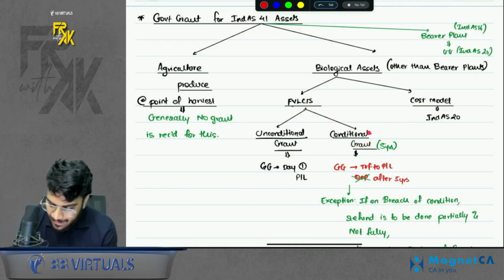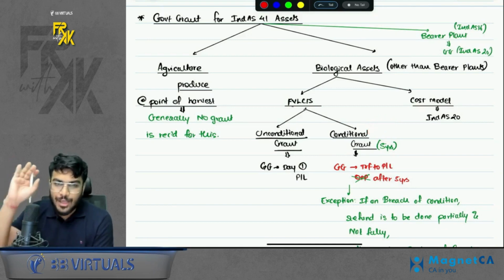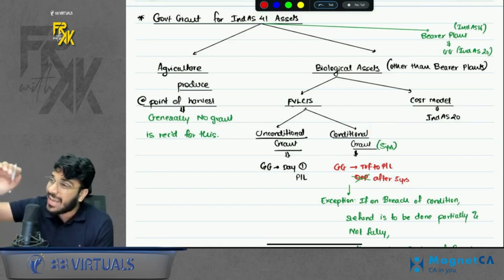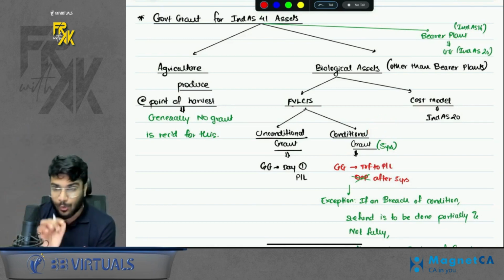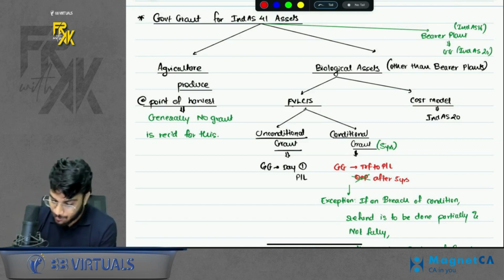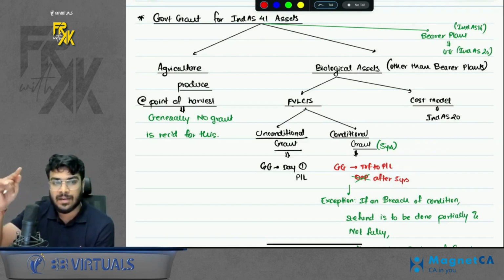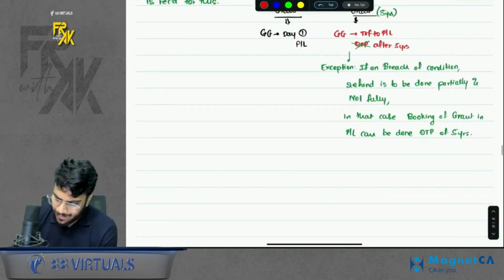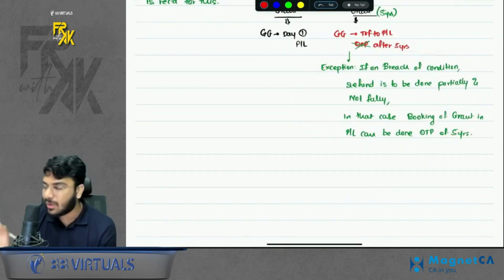That is, for example, if you had the condition of 5 years, you will book the grant in profit and loss directly after 5 years. Do not book it over the period of 5 years. You will book it after 5 years, that is, after the conditions are met. Okay, one exception is there. The exception does not have any impact on the questions, but it is still there.